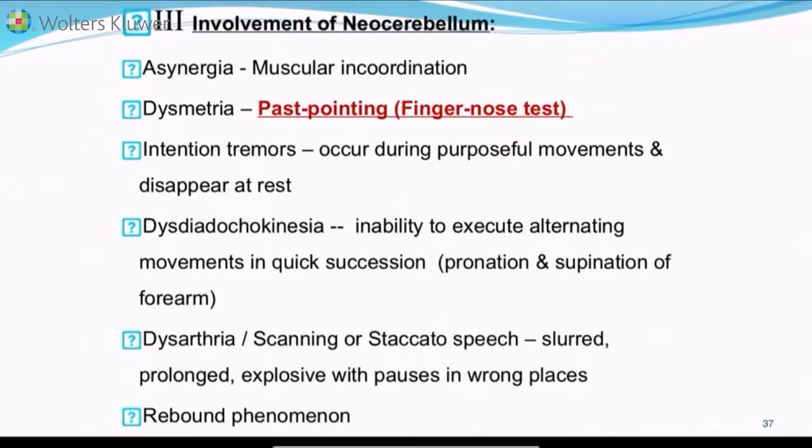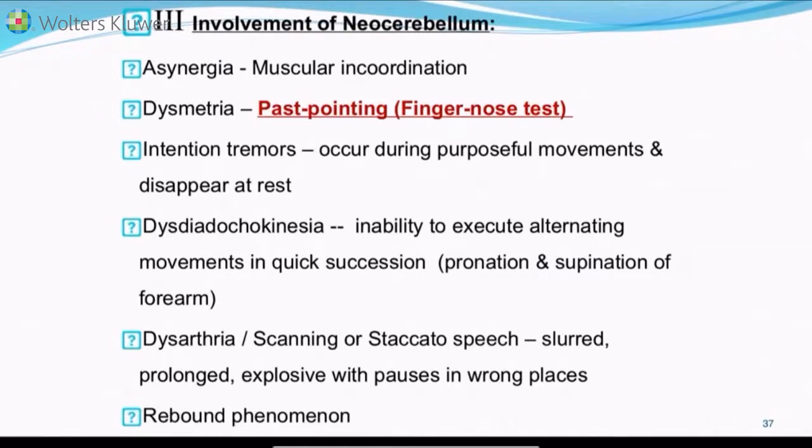Intention tremor is a condition where a patient suffering from a cerebellar lesion wants to pick up an object on a table or somewhere on a surface. As he goes close towards the object to pick it up, when his motive is to go and pick up that object, close to the object, he will develop tremors in the hand. So intention tremors, when there is an intention to do something, tremors will start appearing. So tremors occur during purposeful movements and disappear at rest. This intention tremor has a difference to be discussed with tremors due to basal ganglia, which I will be telling at the end.